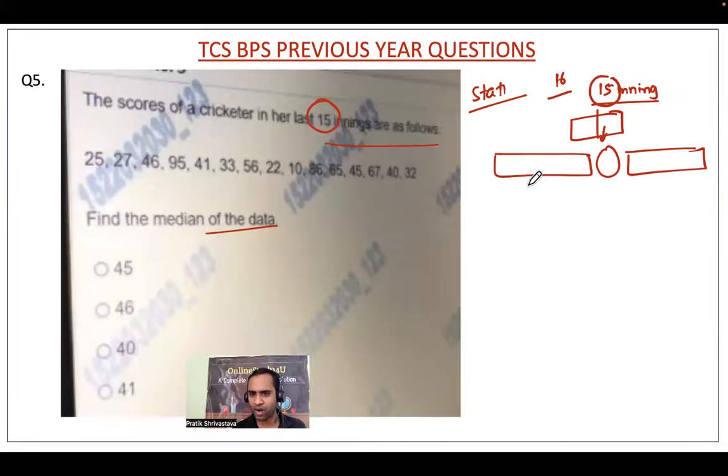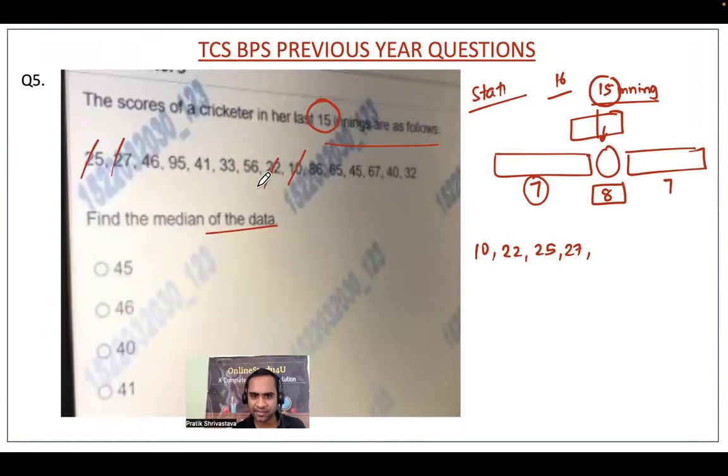So middle number means what? 7 numbers this side, 7 numbers this side, and this is my middle number, which is the 8th. So I will try to find the 7th number here. The lowest number is 10. After 10, 25, 27, just visualize once, and then you will get the idea. So we have 22, okay? We have 25, okay? Then we have 27, 4 numbers we got.